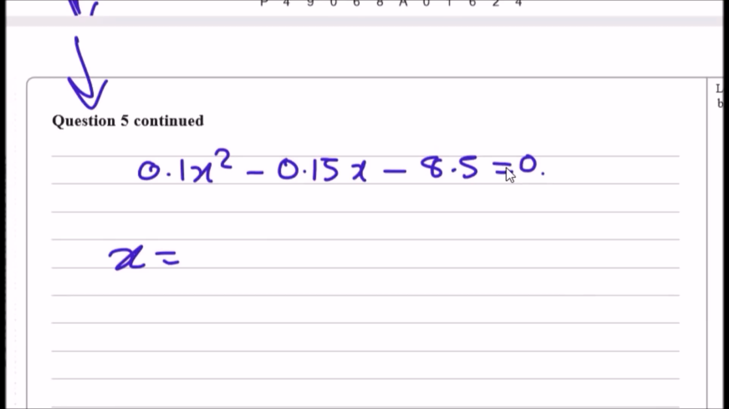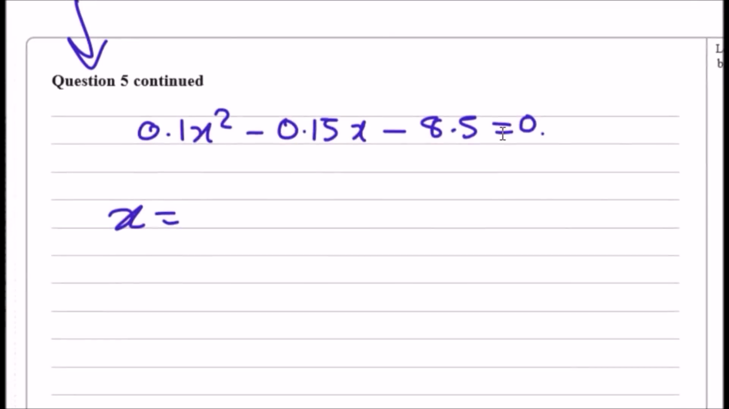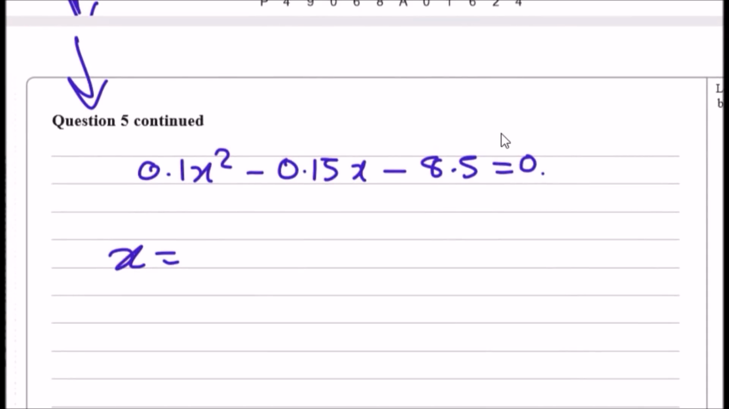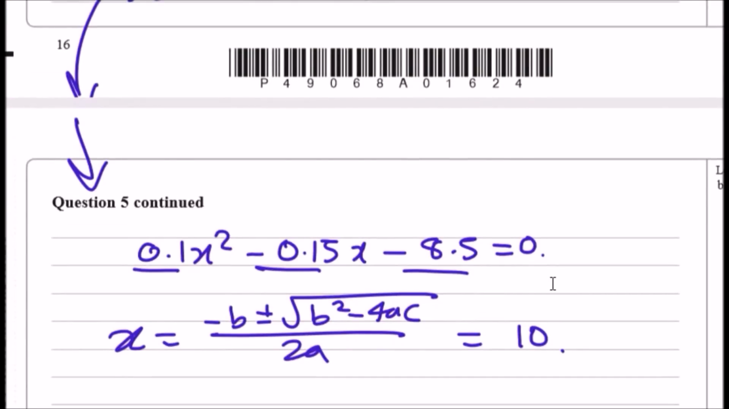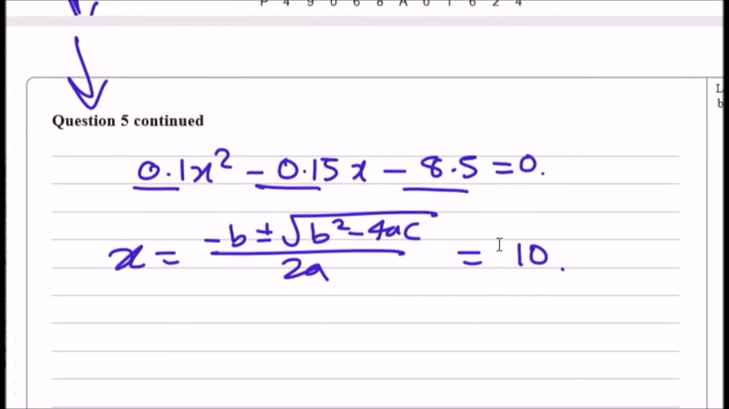Using the quadratic formula, just to be clear, it should be minus b plus or minus the square root of b squared minus 4ac. Standard procedure, where a is 0.1, b is minus 0.15, and c is minus 8.5. Plugging into the calculator, you should get about 10. Ignore the negative answer, because you want a whole value. You should have another answer, but stick with the 10.